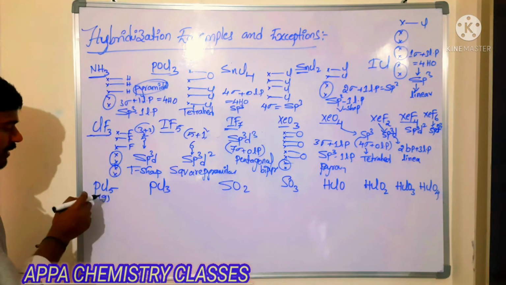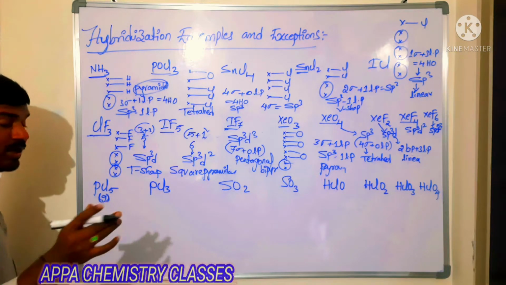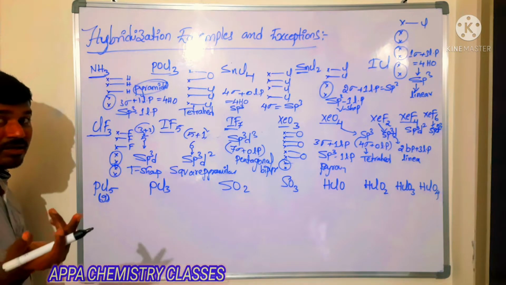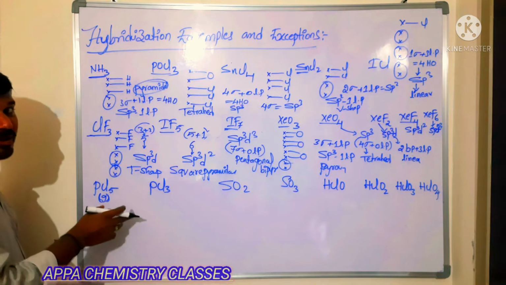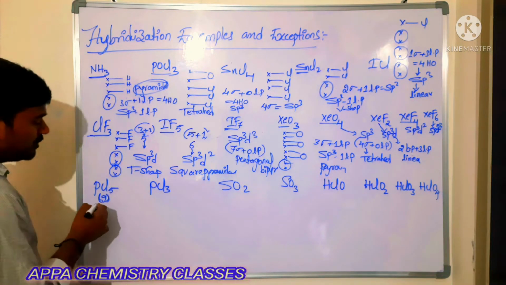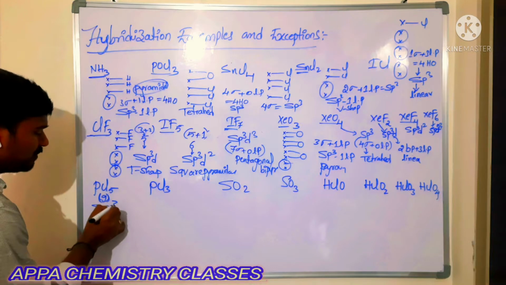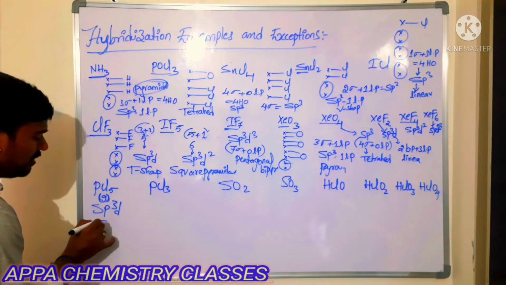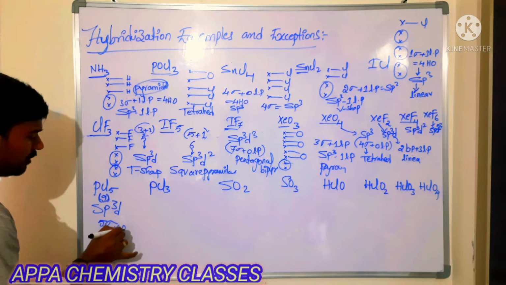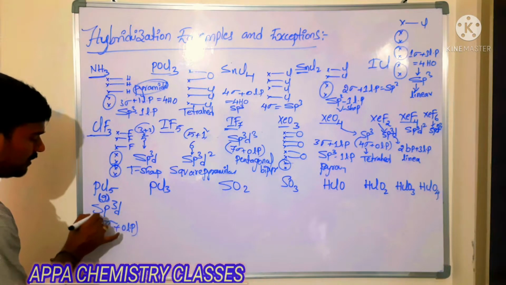Next PCl5, I am mentioning here the gaseous state. In solid state what happens? In ionic form what happens? We are going to see all of those. Very, very important. PCl5 participates in sp3d hybridization because it has 5 sigma bonds plus 0 lone pairs.